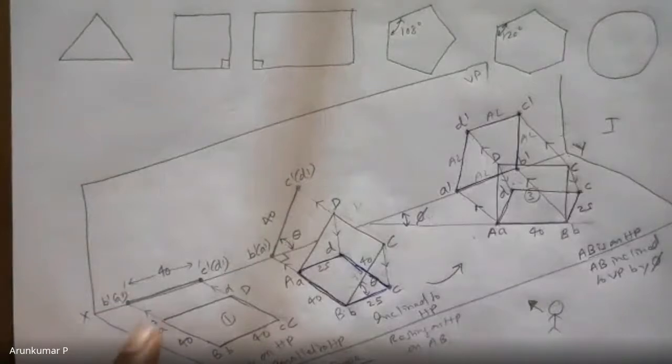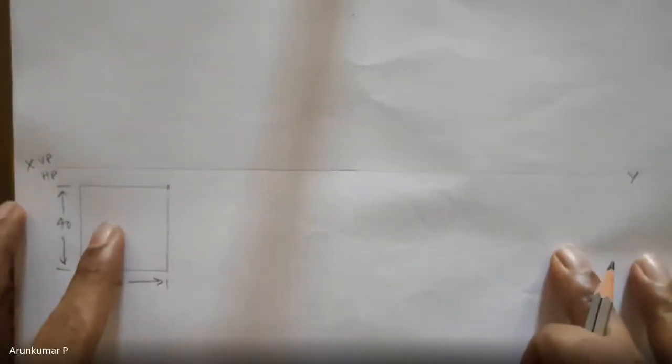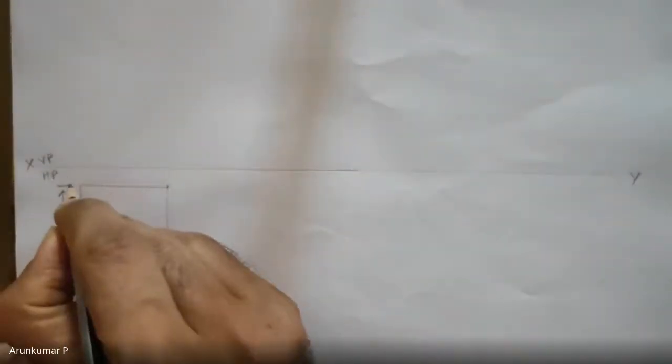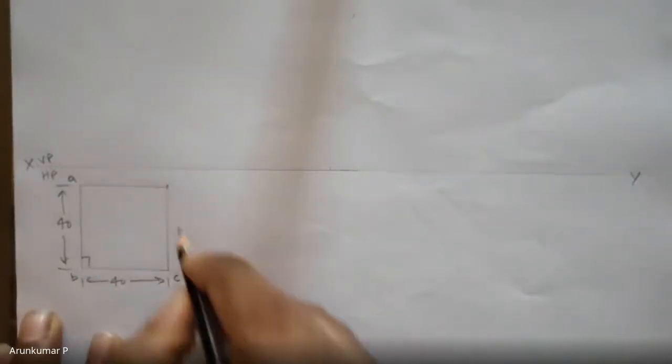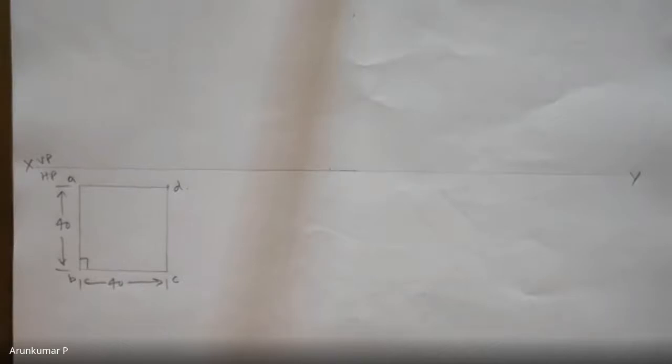Now naming them. In the 3D view, you had named it ABCD, starting with A on the top left. You can do the same thing: small a, small b, small c, small d. Let us follow the same convention and not change it. So this is small a, small b, small c, small d. This is the first step, top view. You will see the true shape of the square.